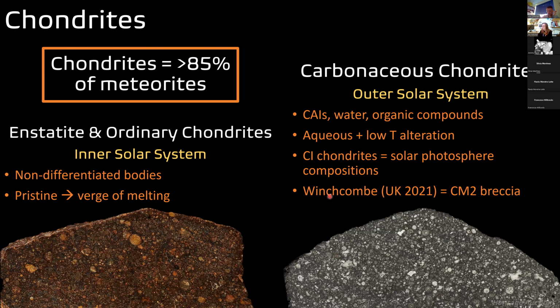And if you remember the meteorite that fell last year, Winchcombe, that's a CM2 breccia. And we've been very lucky here in the lab to be part of the team that's working on it. But the most important thing is that carbonaceous chondrites, not only do they contain water, they also contain organic compounds. So it's thought that the inflow of material from the outer solar system may be one of the reasons why we've got life on Earth.